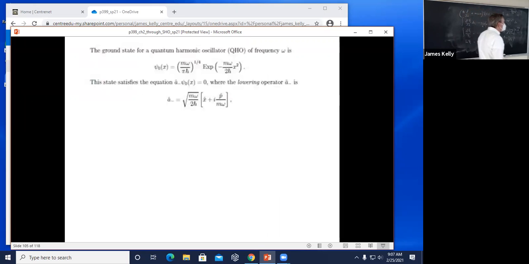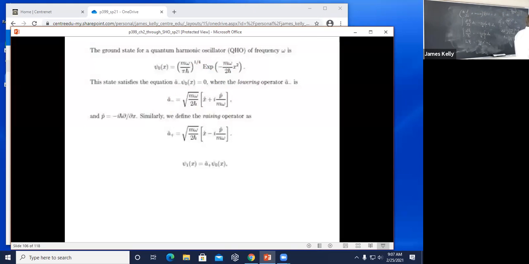I know this is a little bit of a blurry scan, but it's from Griffiths' book here. So this is the notation you'll see in the book, but same thing. Here's our psi 0 up there. Here is the lowering operator, I think, right?